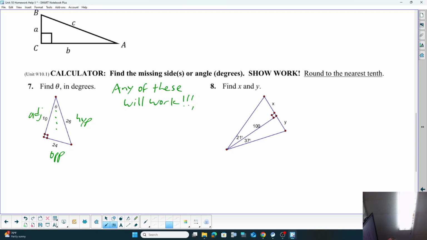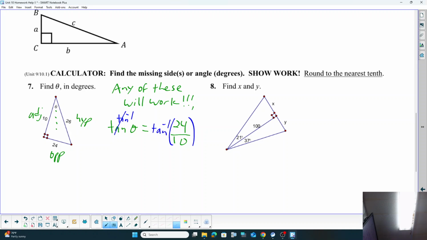Let's see, we could do tangent. So tangent of theta is equal to opposite 24 over adjacent 10. And then what would you do to both sides? You would inverse tangent, and that'll get you your answer there.